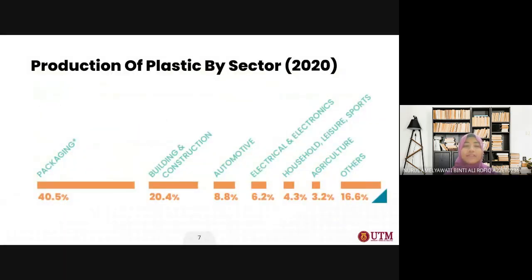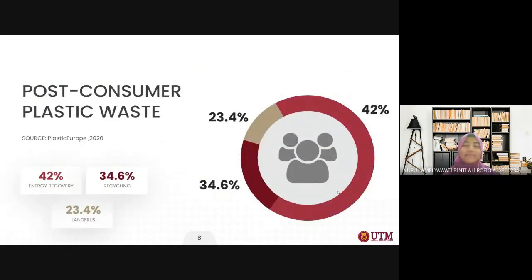Next. So this is the production of plastic by sector, which we can see packaging is the sector that produces the most plastic, followed by building and construction, automotive, electrical and electronics, and the others. Next. And this is post-consumer plastic waste, which we can see 42% of the plastic that has been used goes to energy recovery, another 34.6% goes to recycling, and another 23.4% goes to landfills.